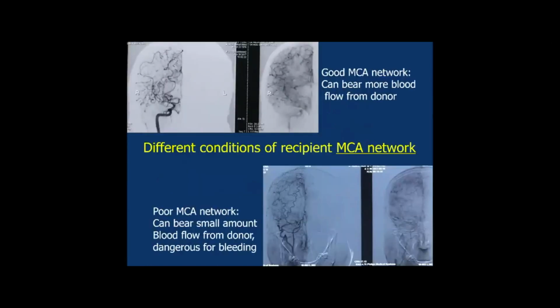So this is a good MCA network. We can still see the main branches like the superior and inferior trunk of the MCA clearly. So this kind of MCA network can bear more blood flow from the donor artery. But we also can have some poor MCA networks, especially in the late stage of Moyamoya. Like this patient, it's stage 6. So this MCA network can bear only a small amount of blood flow from the donor artery. And this is very dangerous for delayed bleeding.